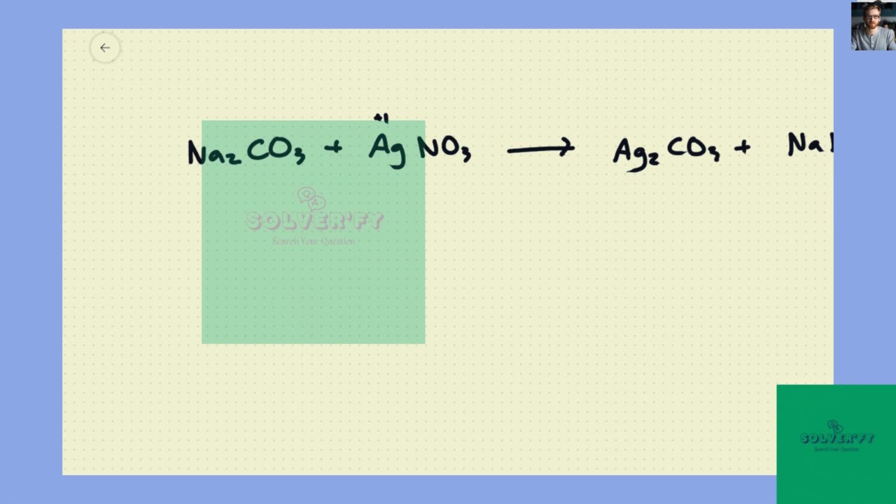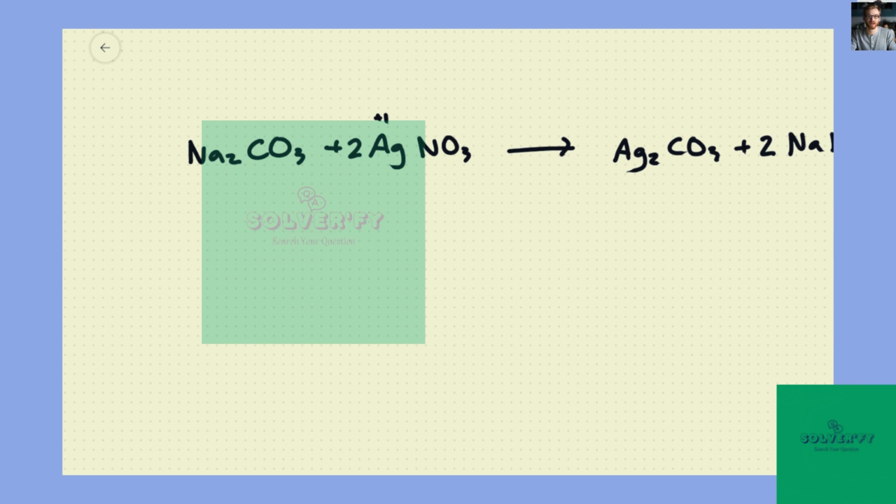Now let's balance it. So we have two sodiums here, one sodium on this side. So let's double this up. And now we have two nitrates. All right, but there's only one here, so we double this up. And so now we've balanced this reaction. Okay, we can check: two sodiums, one carbonate, two silvers, two nitrates, two nitrates.